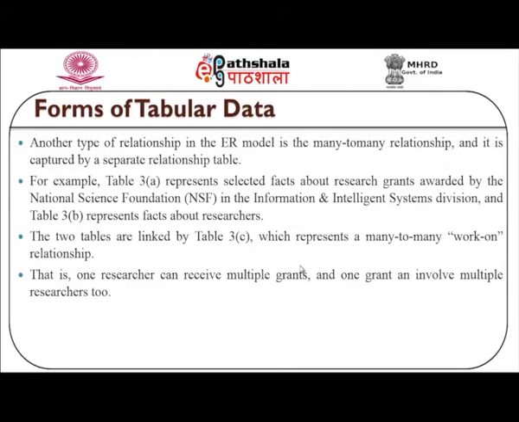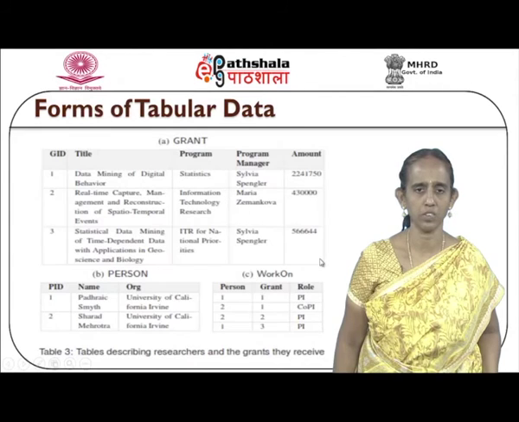captured by a separate relationship table. For example, 3A represents selected facts about research grants awarded by NSF, that is the National Science Foundation. In the Information and Intelligence System division, table 3B represents the facts about each researcher. The two tables are linked by another table which represents a many-to-many work-on relationship. That is, one researcher can receive multiple grants and one grant can involve multiple researchers also.